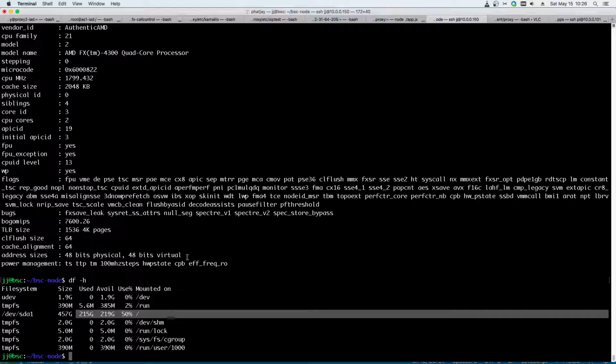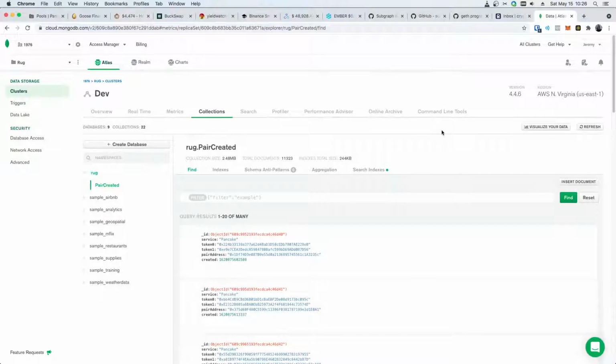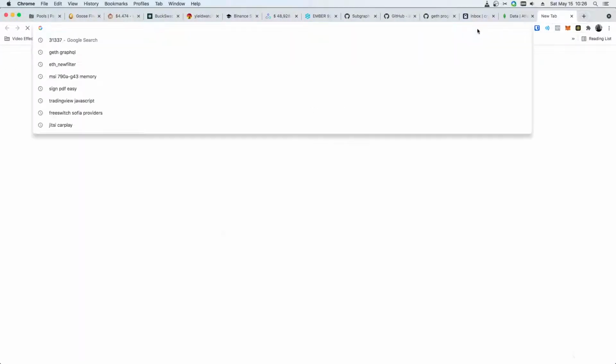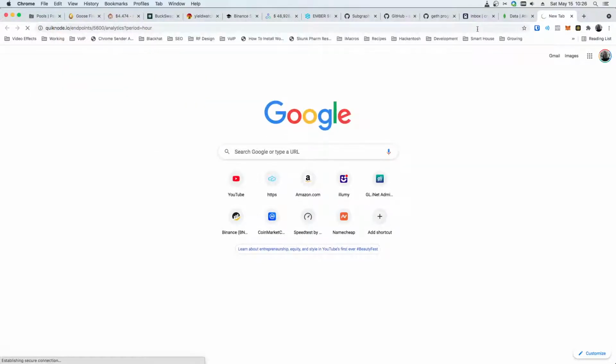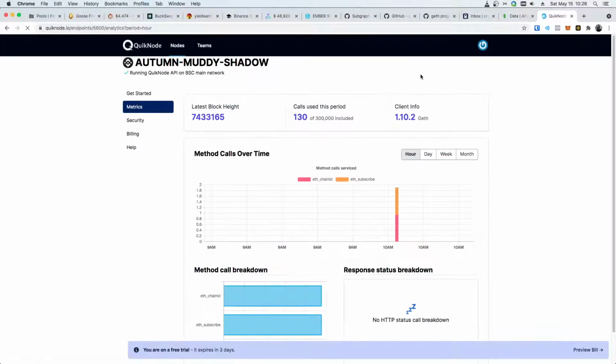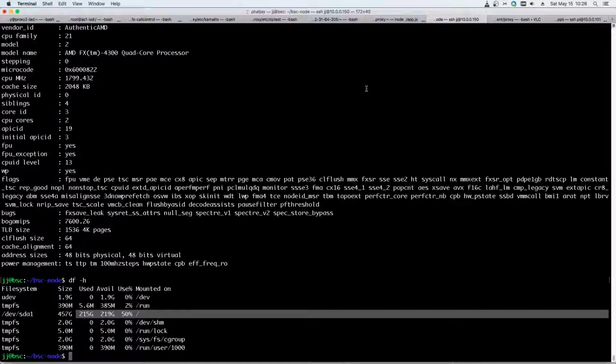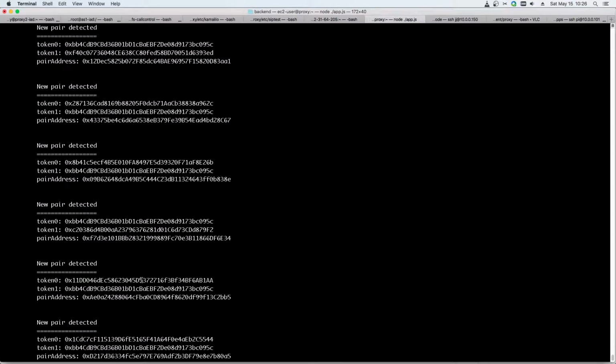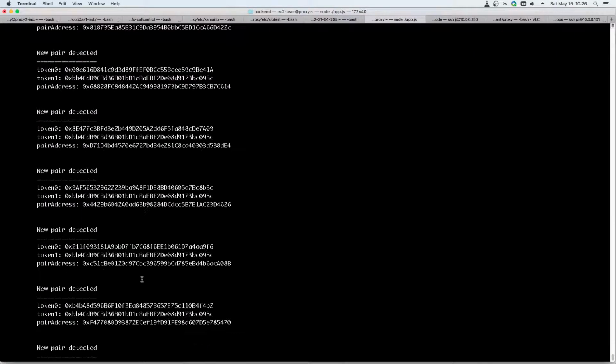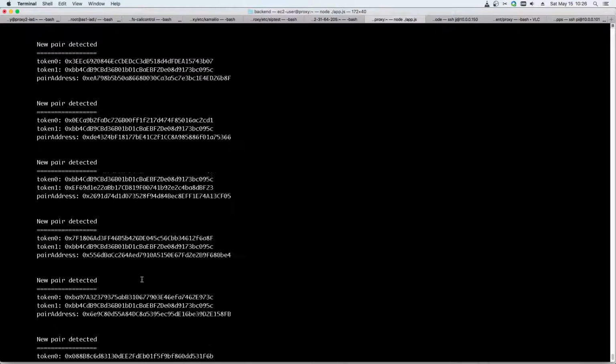You can sign up for QuickNode. I don't believe I have it pulled up, but we can pull it up real quick. QuickNode, bam. And as you can see, I'm very rarely using any of my calls, because as of right now, the only thing my app is doing, which is still running, it has been running non-stop, folks, with no disconnects.